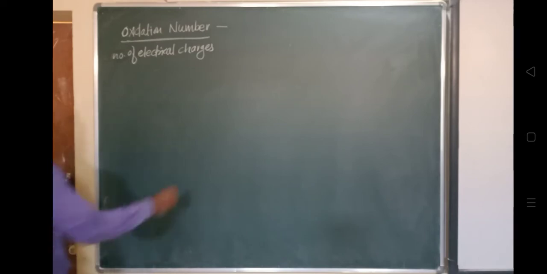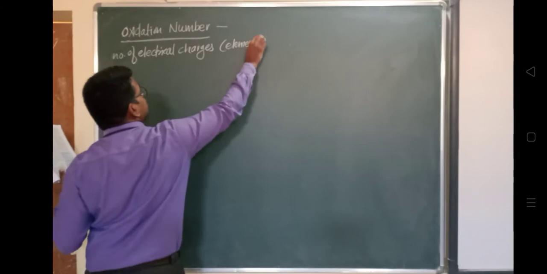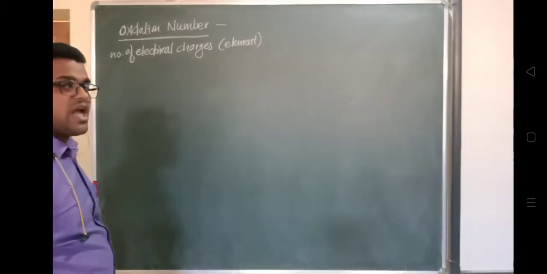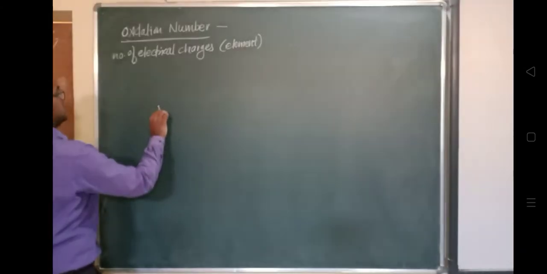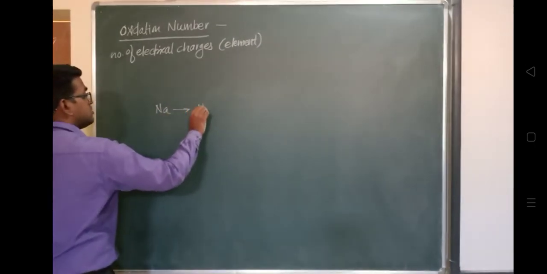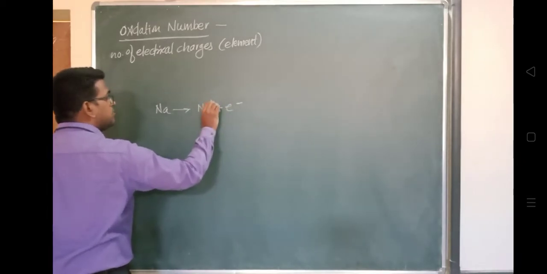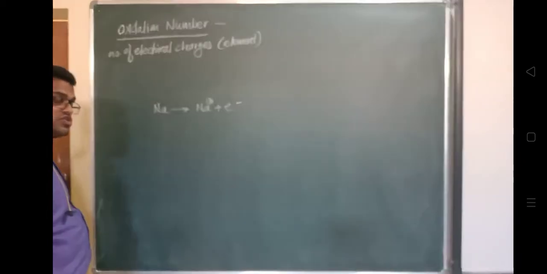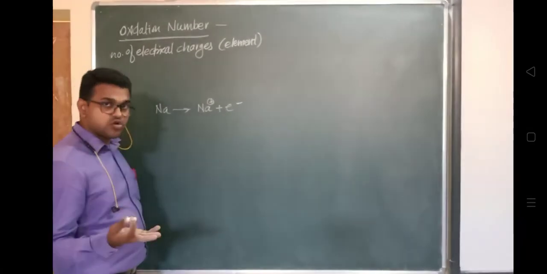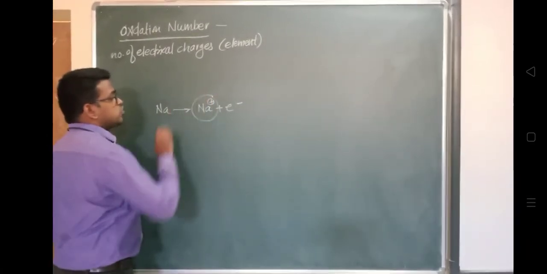The charge that is present over the element, how will it be created? Let's take an example, consider the case of sodium. So sodium, when it loses one electron, what will happen? It will have a positive charge. Why will it have a positive charge? Because it has lost one electron. There's a loss of one electron. That's why the charge over sodium is Na+.